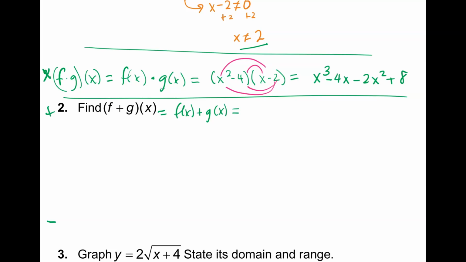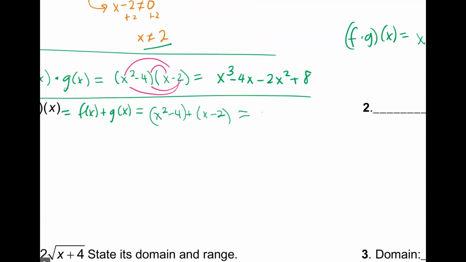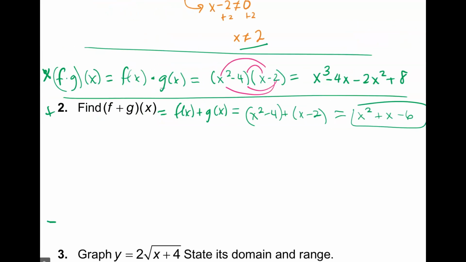Cool. So if I add them together, I have x squared minus 4 plus x minus 2. You can only combine like terms. So I have x squared plus x, and minus 4 minus 2 is going to be negative 6. And this is it. That's all you would write for the answer. We're not simplifying. We're not factoring. That's good.